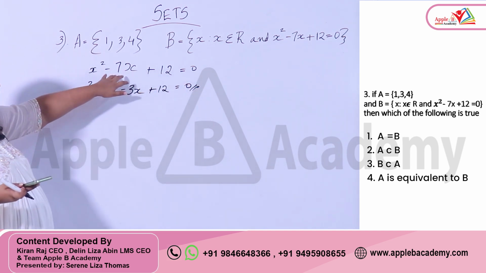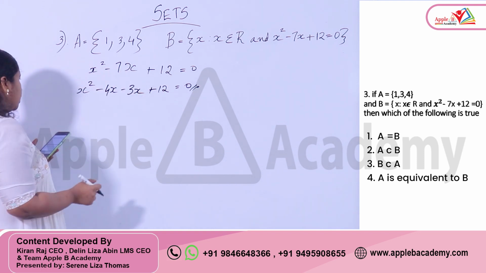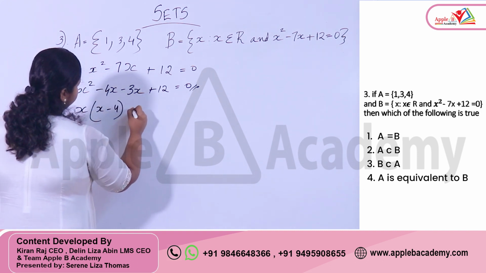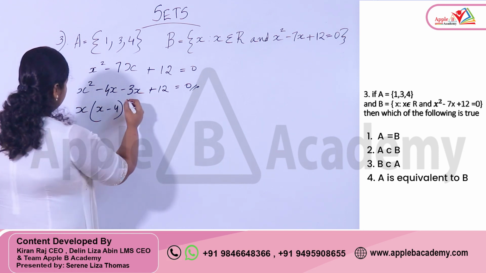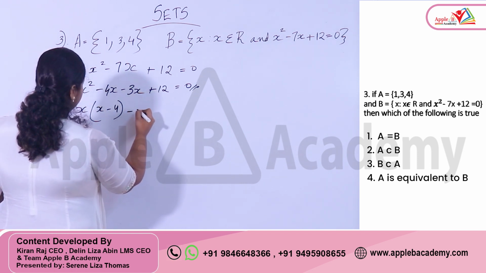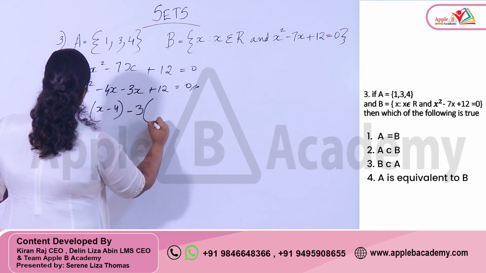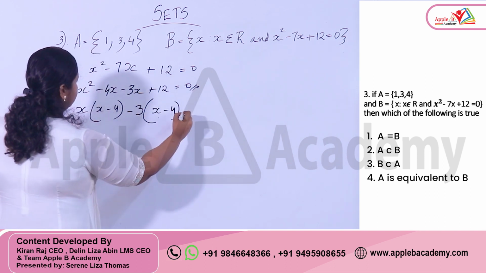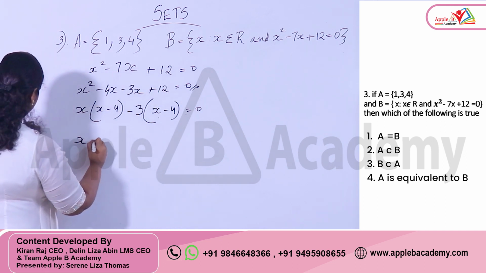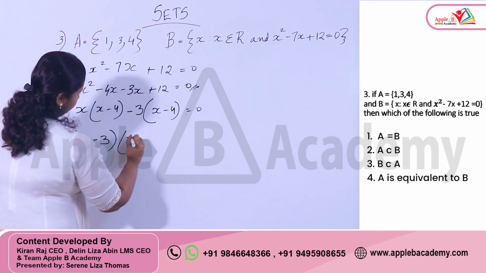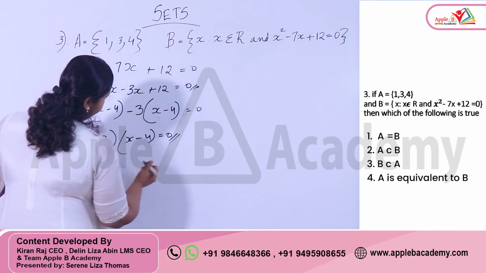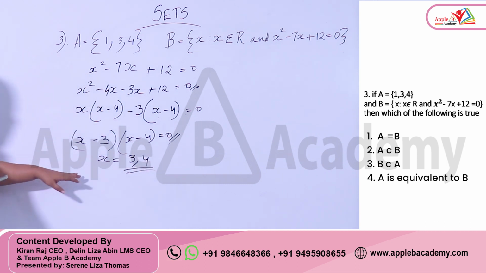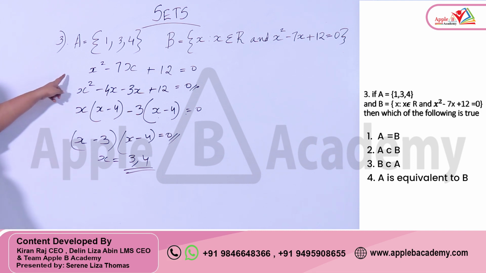We have used factorization to solve this equation. Now taking the common x, minus 4, and here you take minus 3, so you get x minus 4 equal to 0. So x minus 3 into x minus 4 is equal to 0 and x is equal to 3, 4. Okay, x is equal to 3, 4.